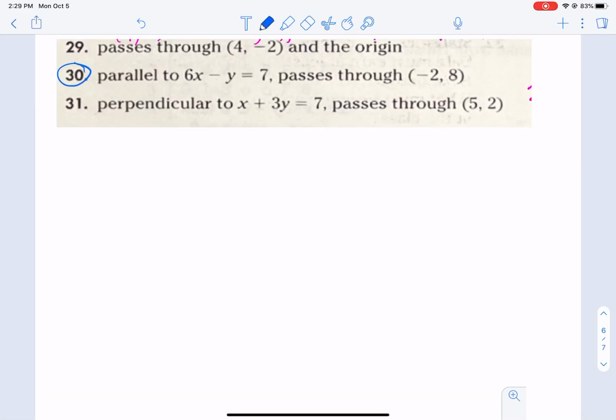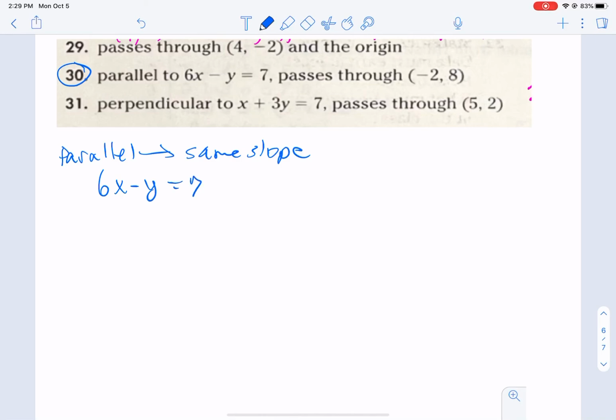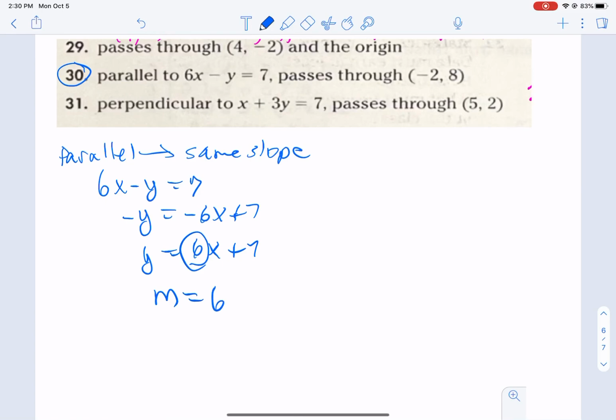Let me start out with 30. It says that I am parallel to the equation of the line that's given, and I'm passing through (negative 2, 8). Parallel, you might recall, means that we have the same slope as whatever they gave us, okay? So let's take this equation and do a little rearranging. We get negative y equals negative 6x plus 7. Divide off the negative 1. Here's our slope. So the slope we have is 6. The point we're going to use is (negative 2, 8).